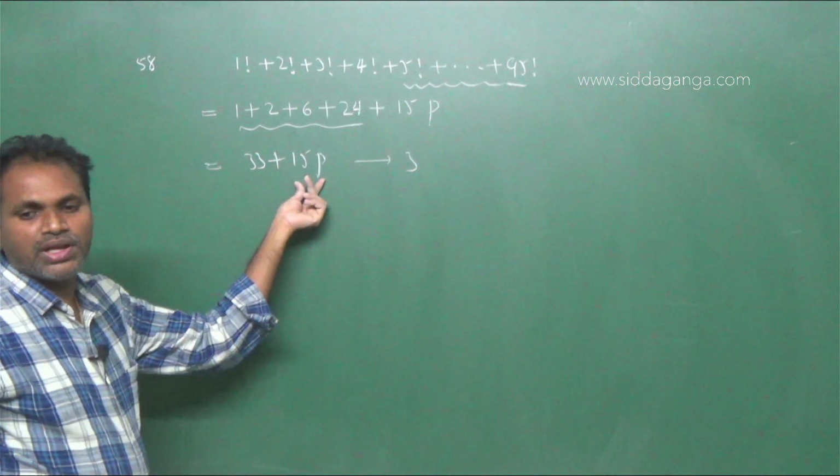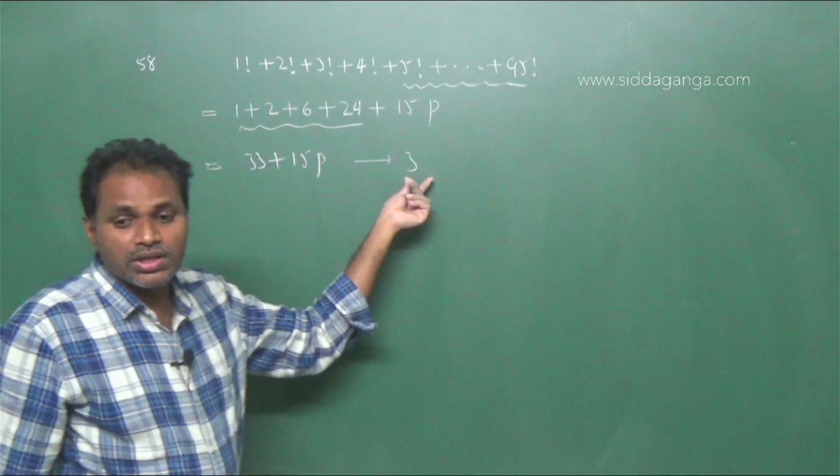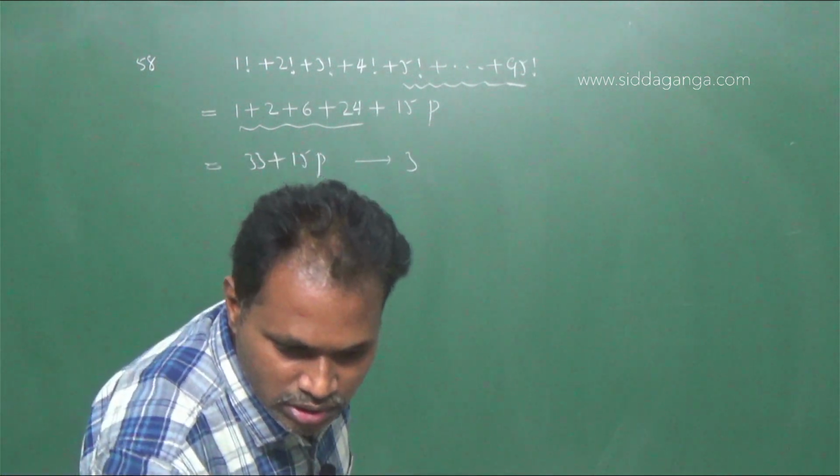15P is always divisible by 15. Now 33 by 15 means 3 remainder you will get. Therefore, option 2 is right. Next question.